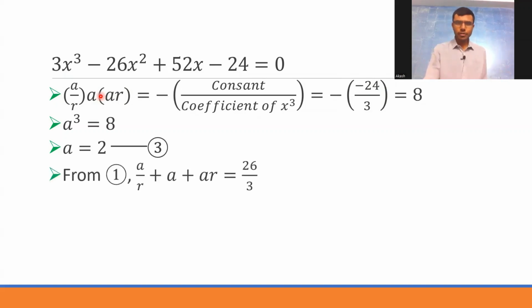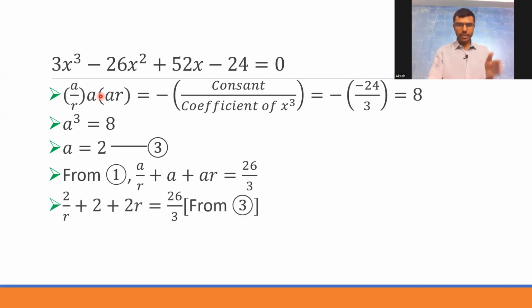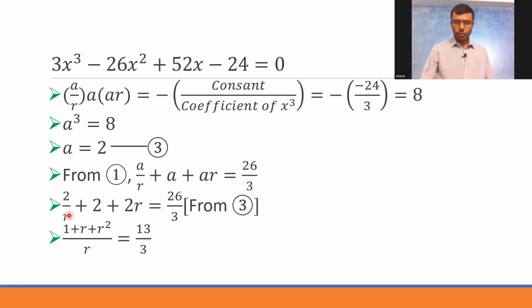How to do it? Just substitute this into our first equation. What did we get first? A by r plus a plus ar is equal to 26 by 3. If you remember, we marked it as equation 1. So put a as 2 here. Now I took 2 common here. I'll show that intermediate step, as some of you might get confused about the working. If I take 2 common, I'd get 1 by r plus 1 plus r is equal to 26 by 3.